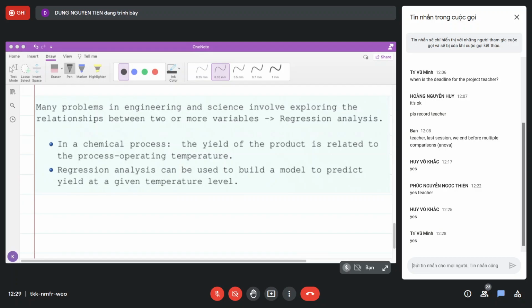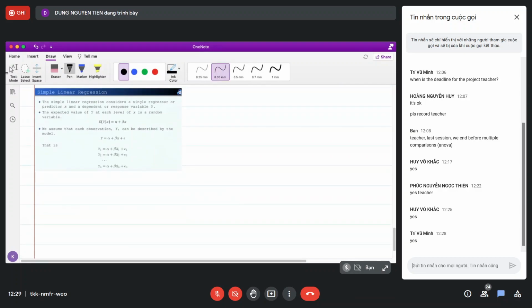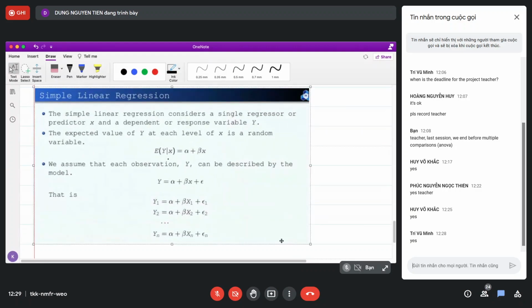And as I said, in this course, we mainly focus on the simple linear regression model. For the project, I suggest you use a multiple regression model. Do not use the simple linear regression model, because that is too simple for a project. But for the exam, you only need to study the simple linear regression model.